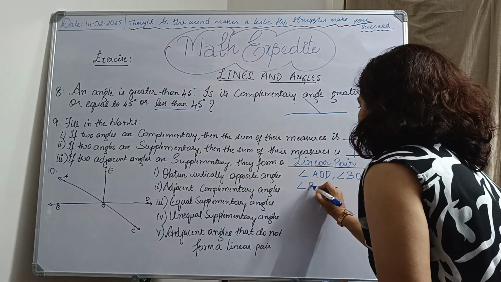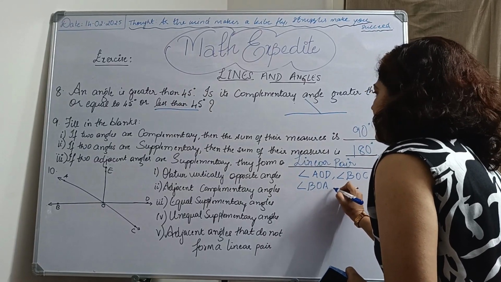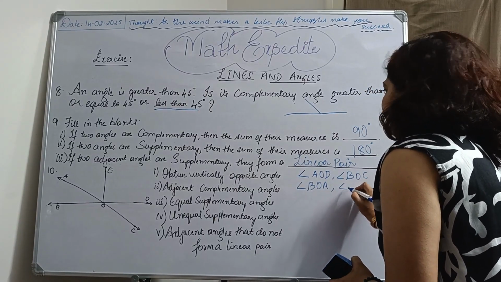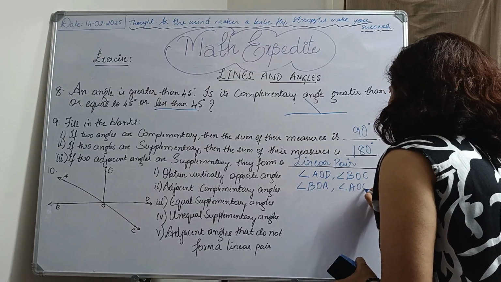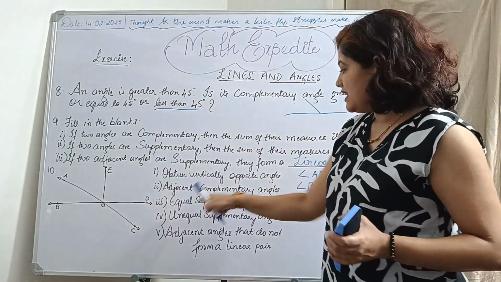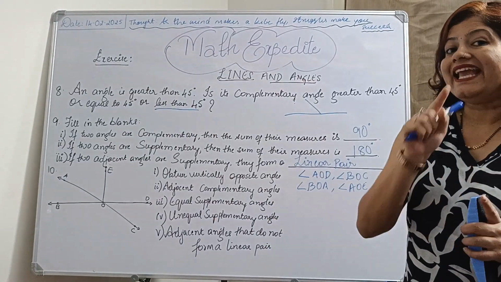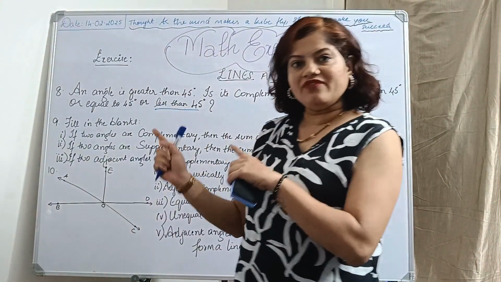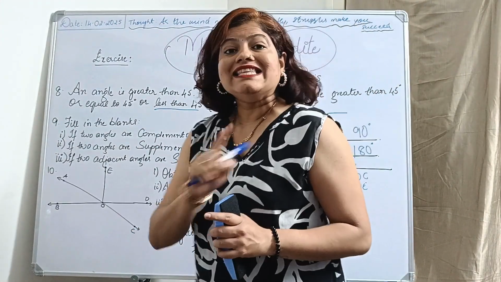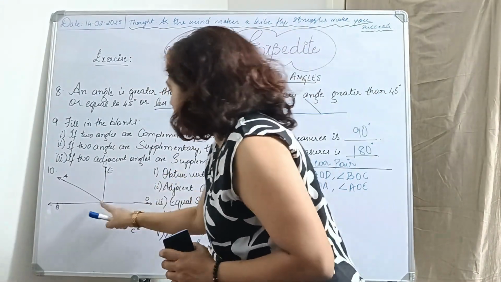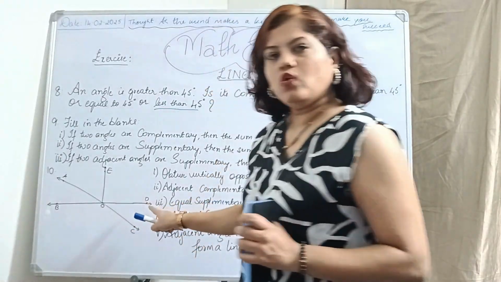Angle BOA and angle AOE. Next. Equal supplementary angles. So 180 and they're telling equal. So we have done in the previous sum. Equal means, it is 90 degree. So BOE and EOD. Okay.